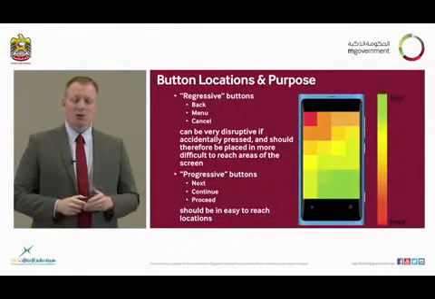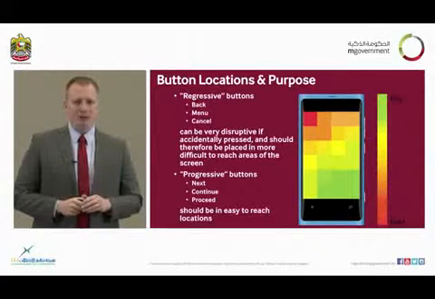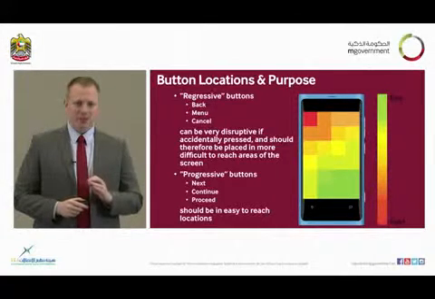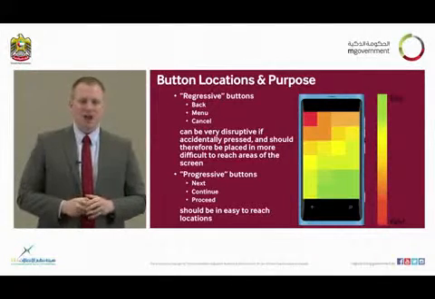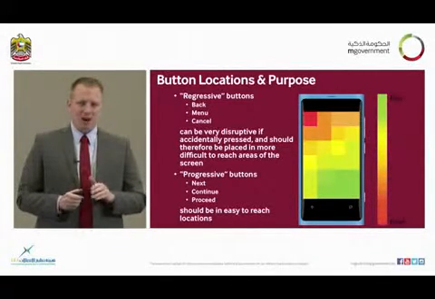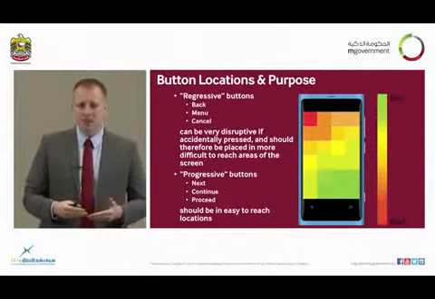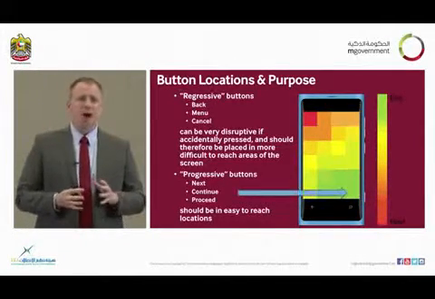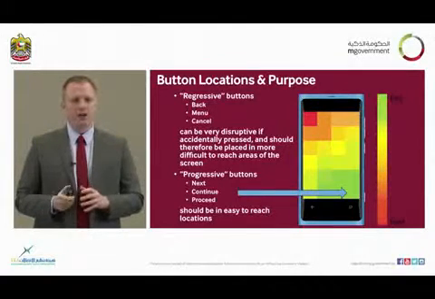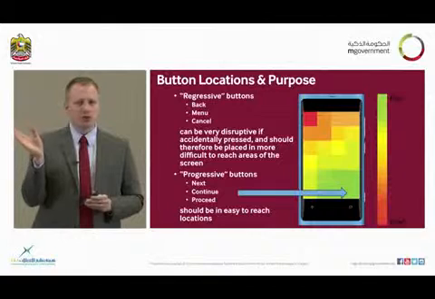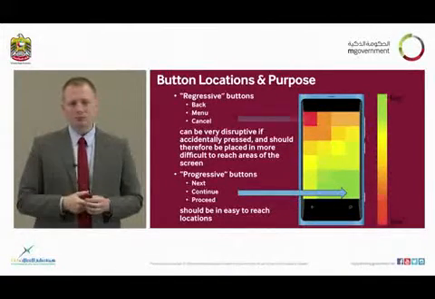As was mentioned, since most of the world is right-hand dominant, have a look at this heat map of where it is easy to press buttons and where it is difficult to press them. Most buttons that are progressive, which means continuing the process, going to the next step, it's more common for them to be located in the lower right-hand side of the screen, where it's very easy for a user to just continue to tap the button right there.